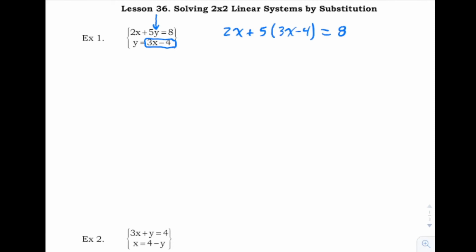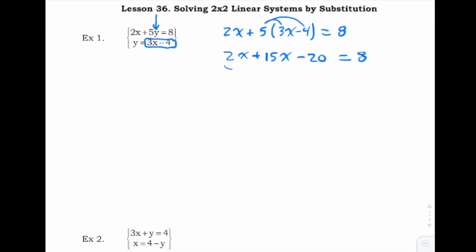Why is this a good method? Well, look what happened. Look at this equation here. This equation has only x. It doesn't have y. It has only x. And so that means we're going to be able to solve this thing. So you remember playing with equations like this, right? So you do the old distribute, 5 times 3x is 15x, and then you do the old 5 times negative 4 is negative 20, and then that equals 8, right?